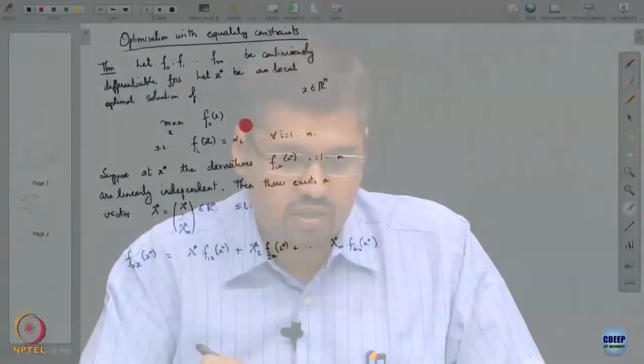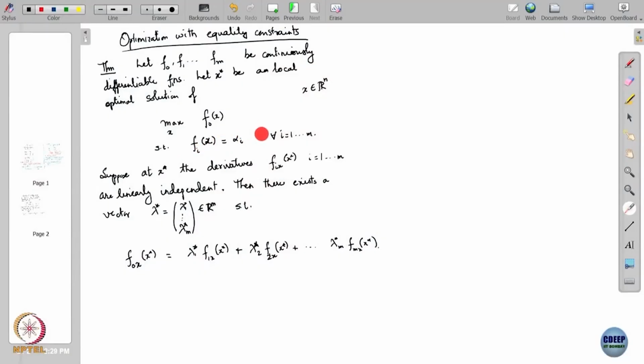So, you can see what we have done here. We started with an abstract decision problem like this, which says maximize this function subject to these requirements, and what we have said is that, well, if x star is a local solution, then you must be able to satisfy these equations. What is this? How many equations are there here?